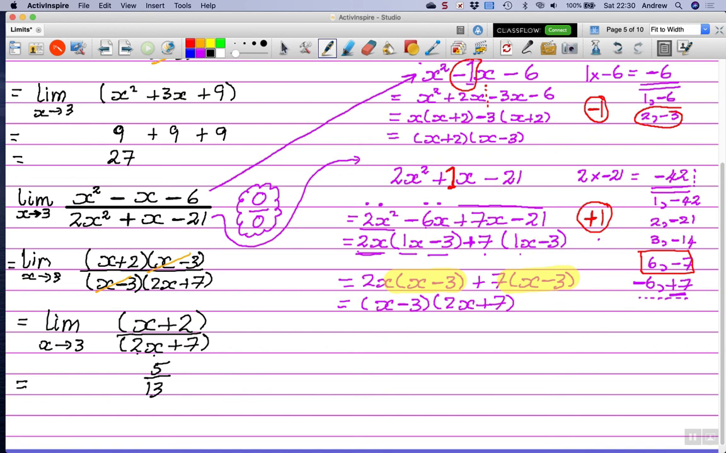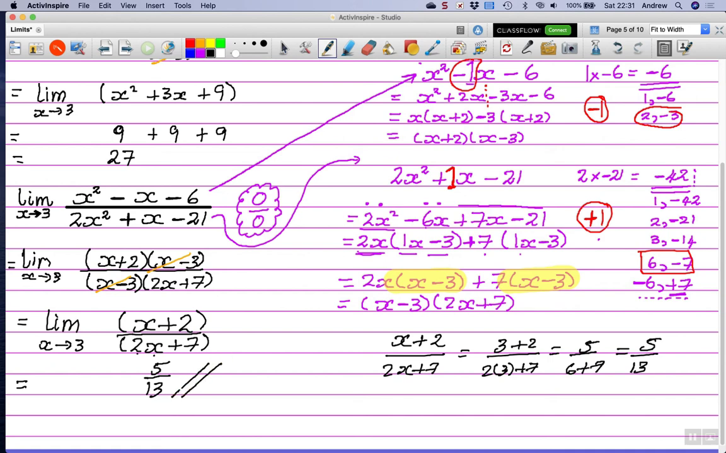So just to be a bit purist, I suppose I could have done the working out over here. So x plus 2 on top becomes 3 plus 2, and that's going to become 2 on 3 plus 7. 3 plus 2 is equal to 5. 2 on 3 is going to be 6. 6 plus 7. So that's equal to 5 over 6 plus 7 is 13.